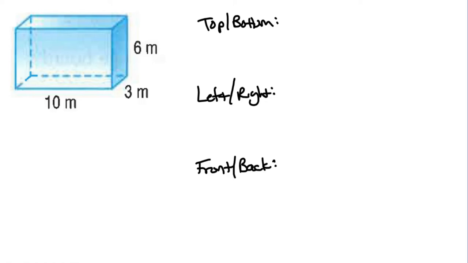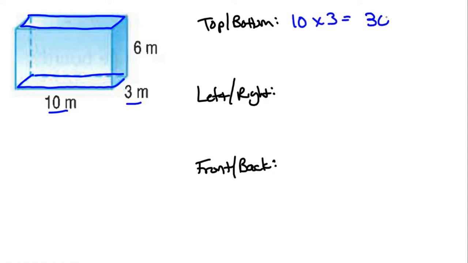So the top and the bottom, these rectangles are 10 by 3, 10 meters by 3 meters. So to find the area, I'm going to take 10 times 3, and that's 30 square meters. And they're identical, so there are going to be 2 of them that are 30 square meters.